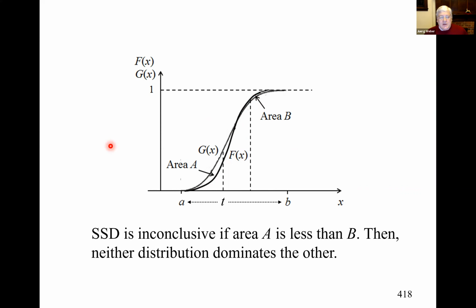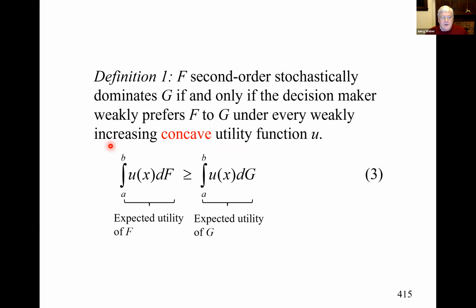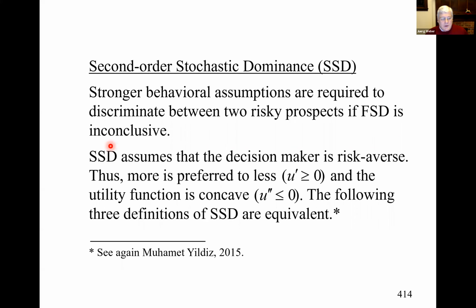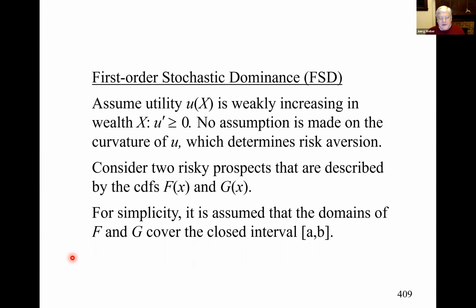Okay, the three definitions are equivalent, and you can look this up. So maybe the big thing you should remember here is that in first order stochastic dominance, we make a very weak assumption. We only assume that people prefer more to less. We are not even interested in whether they are risk averse.